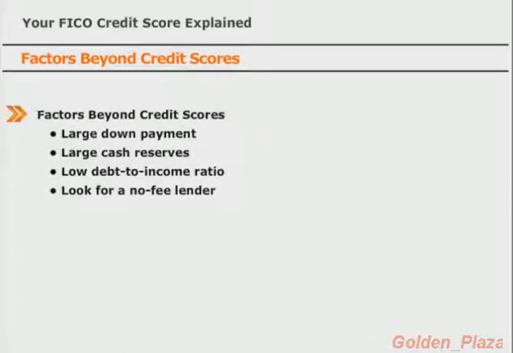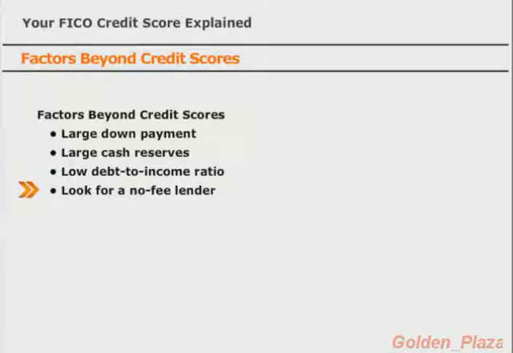While scores are important, they are not the only criteria lenders consider when approving a mortgage. Other offsetting factors can balance a low credit score, such as a large down payment, large cash reserves, or an overall low debt-to-income ratio. Don't assume that you can't get a mortgage because of a low credit score, or limit your loan search to lenders that specialize in loans to people with troubled credit.